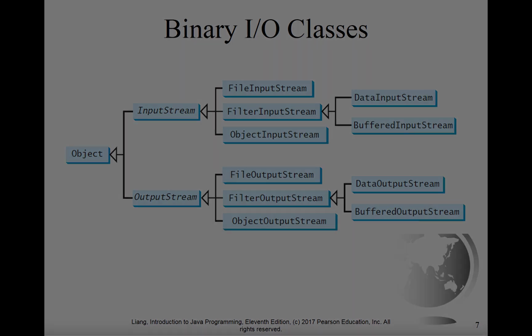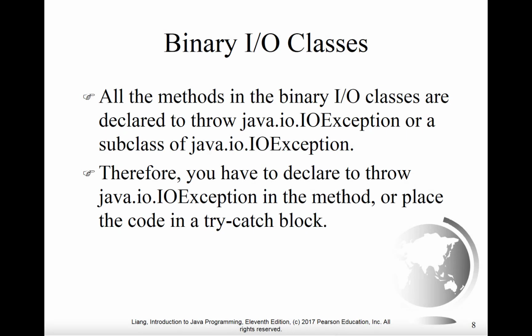As it turns out, all the methods in the binary I/O classes that we're going to be using are declared to throw Java I/O exceptions, or at least a subclass of that particular exception. This is a checked exception, so we have to deal with it. And that means that we have to declare to throw that exception in the method or place the code in our code inside of a try-catch block as appropriate.